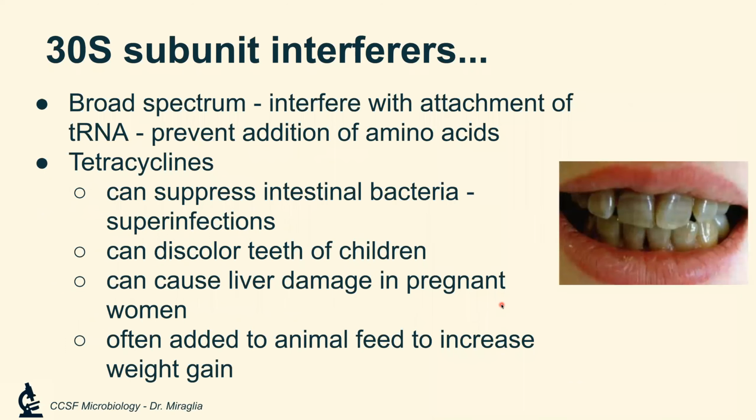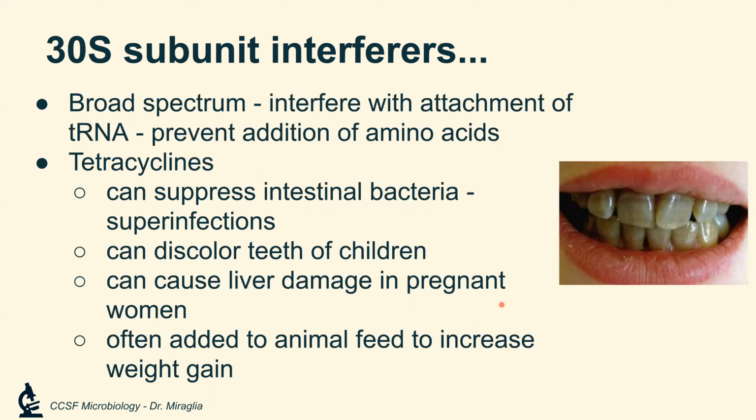Here's a 30S subunit interferer, the really famous tetracycline. I'm sure you've heard of it before. It prevents the attachment of transfer RNA, so the ribosome can't add amino acids to the growing peptide chain. They do some good things. Tetracyclines are used to suppress intestinal bacteria superinfections. When a bacteria that shouldn't be there is really taking over your intestinal flora, this can help. But it has some bad side effects.